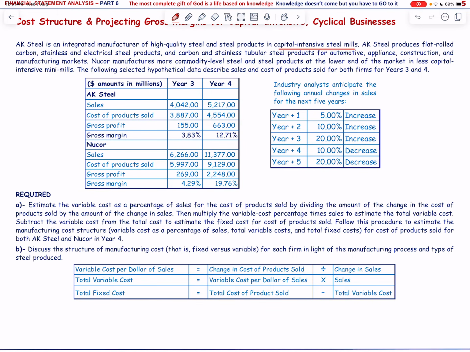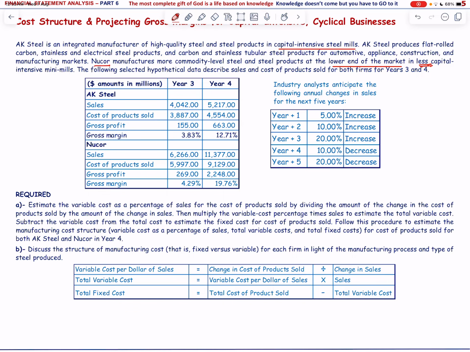AK Steel produces flat rolled carbon, stainless, and electrical steel products and carbon and stainless tubular steel products for automotive, appliance, construction, and manufacturing markets. Nucor manufactures more commodity level steel and steel products at the lower end of the market, using less capital intensive mini mills. The following selected hypothetical data describes sales and cost of products sold for both firms for year 3 and 4.